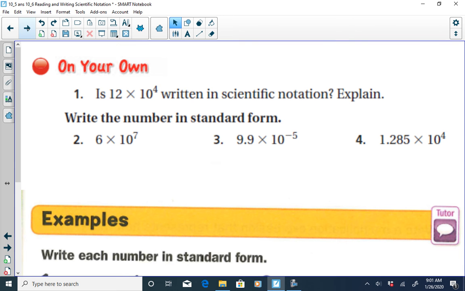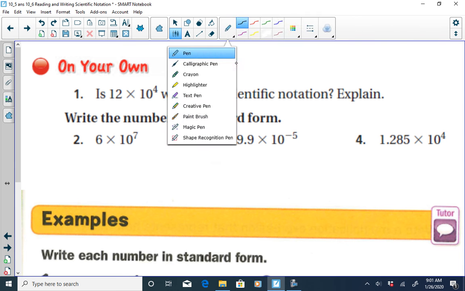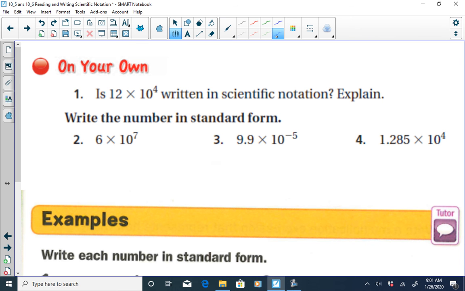So let's play around with some of these examples. Okay, is this first number written in scientific notation? Is it a product of two factors? Yes, it is. Is one of the factors a power of 10? Yes. Is the other factor greater than or equal to 1 but less than 10? And the answer is no. So this is not a number written in scientific notation because the first factor, 12, is greater than 10. So this would be a no.